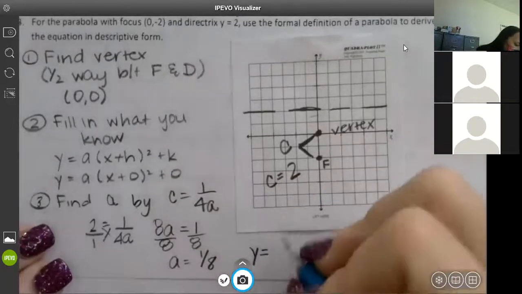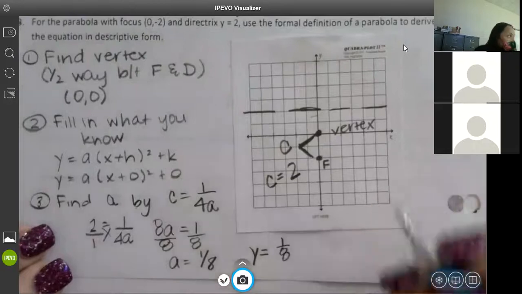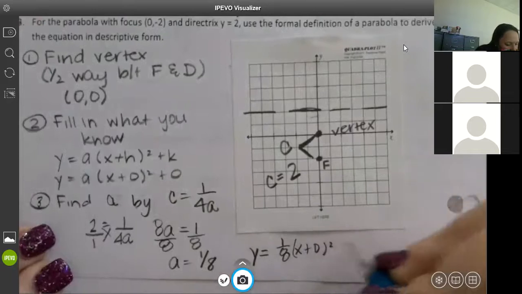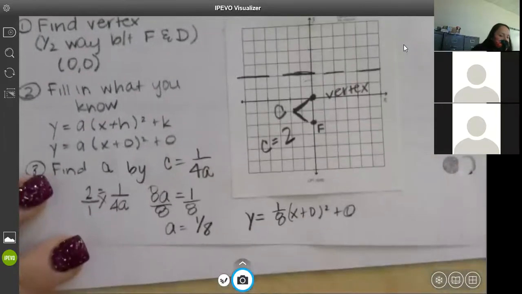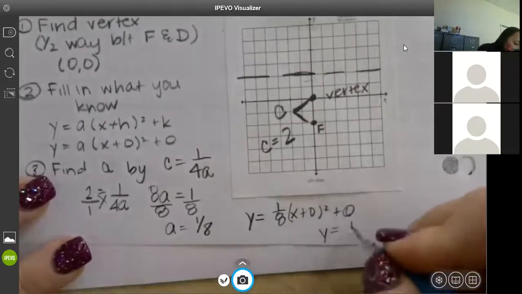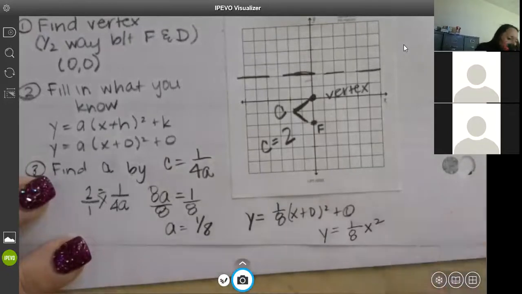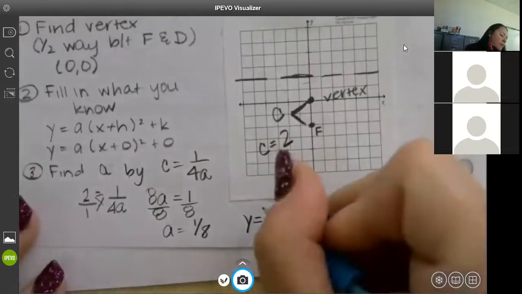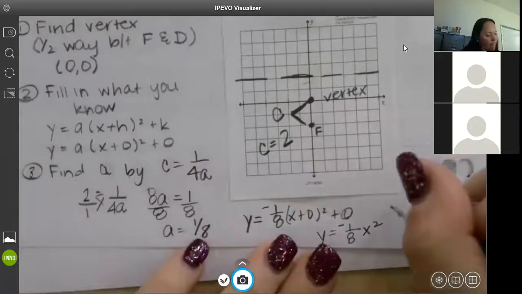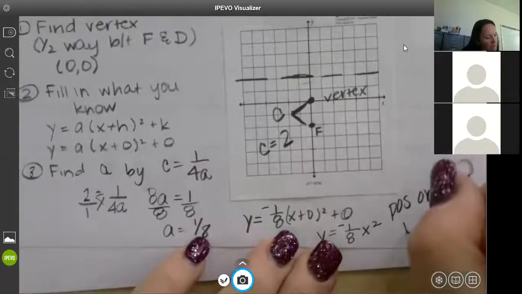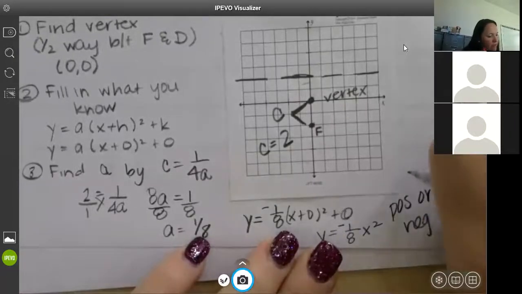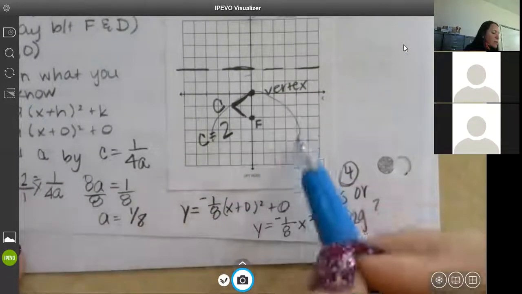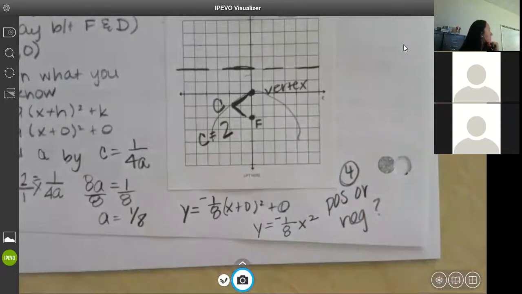So then put it into your equation. Y equals, A is 1/8. We're going to come back to this in just a second. You can do the x plus 0 squared plus 0 just to remind you that you can put your vertex in there. Or you can just do the 1/8x squared. But let me ask you this. Is it positive or negative? Why is it negative? Good. So that's the last thing that you do. Remind yourself, is it positive or negative? This one's got to be negative because it points down. The directrix is on top. Perfect.